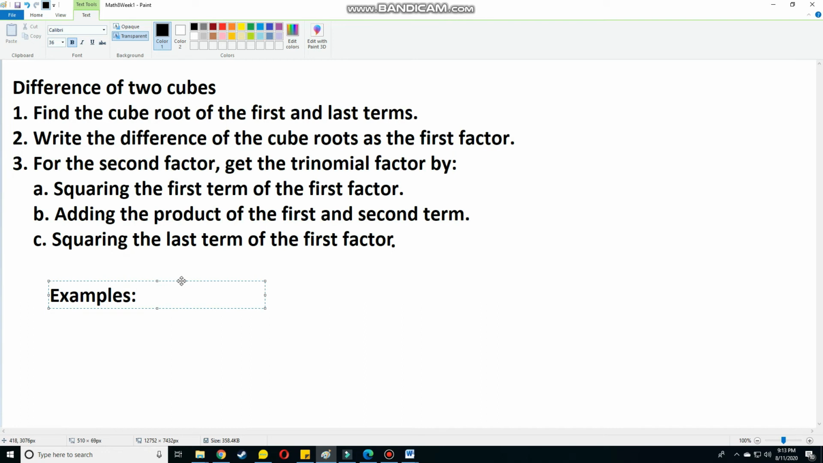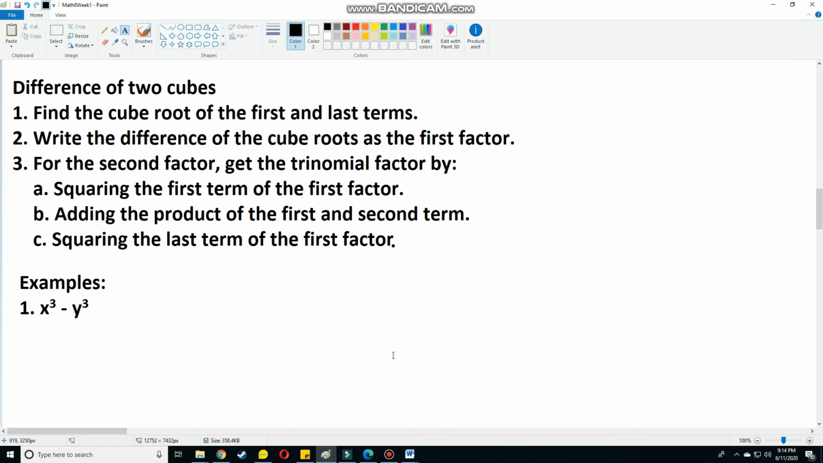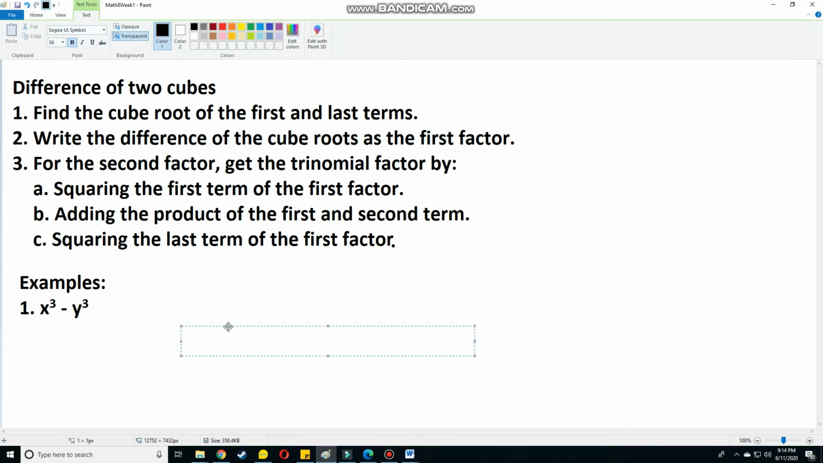Okay, so our first example would be x cubed minus y cubed. So this is our first example. As you could see, for the sum of two cubes, of course, the sign here would be plus. In this case, we have the difference of two cubes. That's why our sign here is a subtraction sign, a minus. So now let's apply the steps.